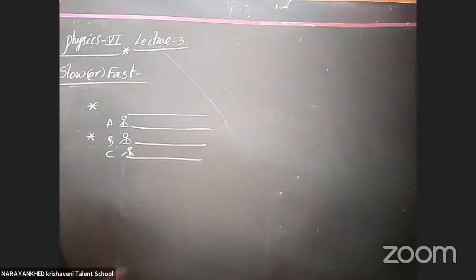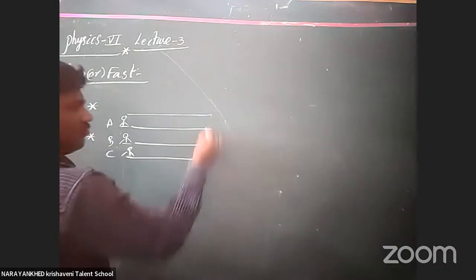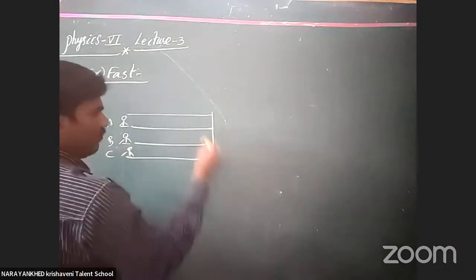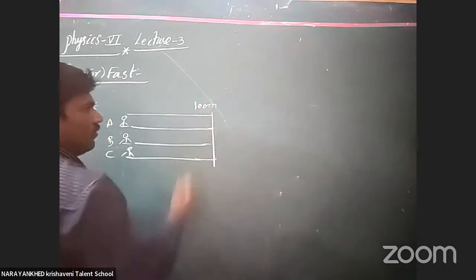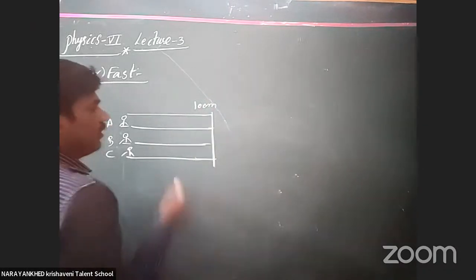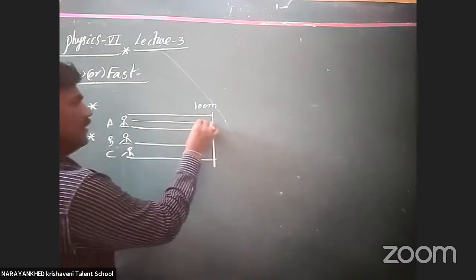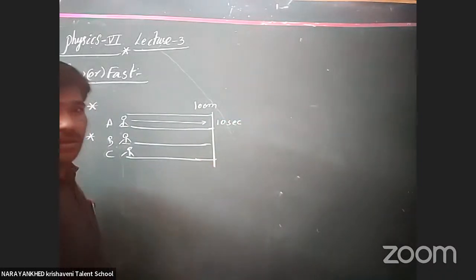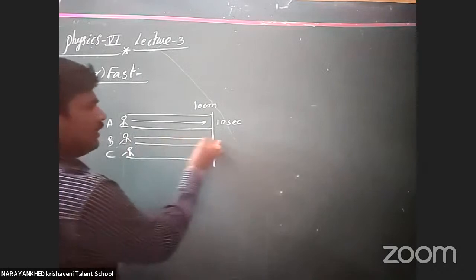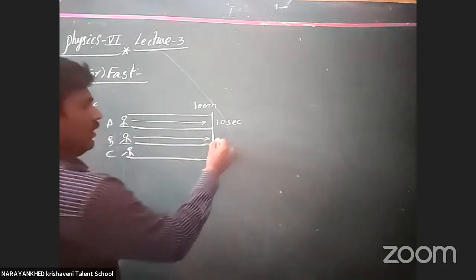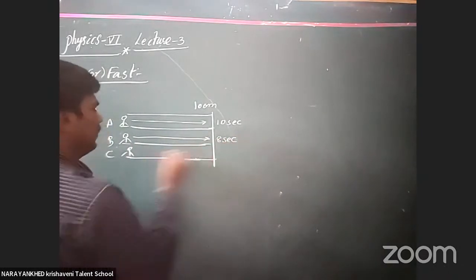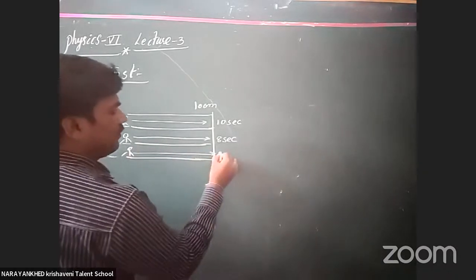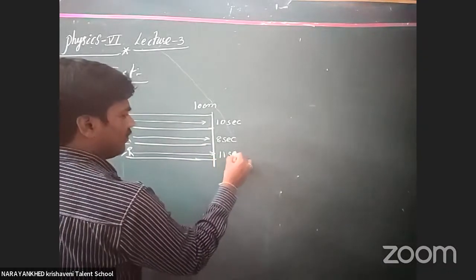Okay, clear or not? Now he completed his running race. The running race is taken as a 100-meter distance. Okay, clear or not? A completed his running race in 10 seconds. B completed his running race in 8 seconds. C completed his running race in 11 seconds.